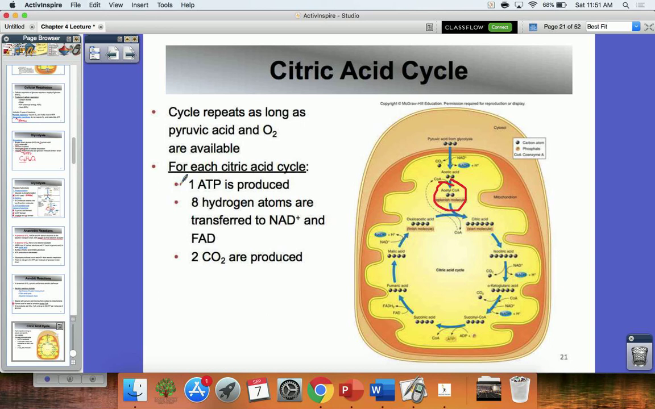And if you need to pause at this point, I would probably recommend it so that you can think about that question. How many ATP are produced for each citric acid cycle from one glucose molecule?